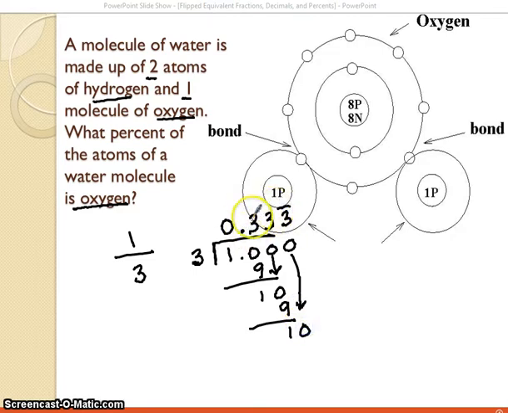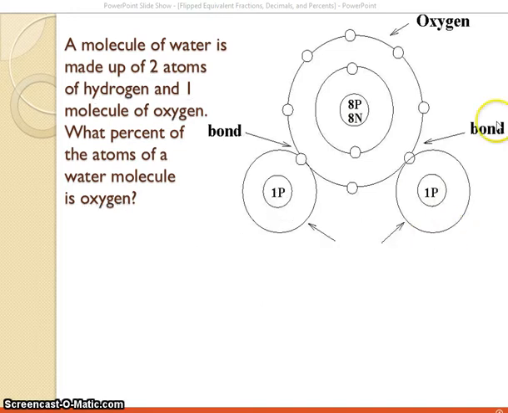That's okay. How many digits do we need here to make a percent? We need 2. So look to the right. How does this 3 affect this one? Well, it keeps it the same. So this is the same as 0.33 or 33%. So what percent of the atoms of a water molecule is oxygen? This water molecule is 33% oxygen. That's how you would restate your answer.